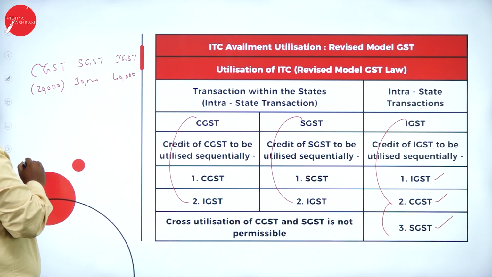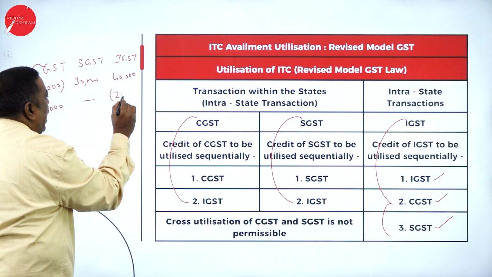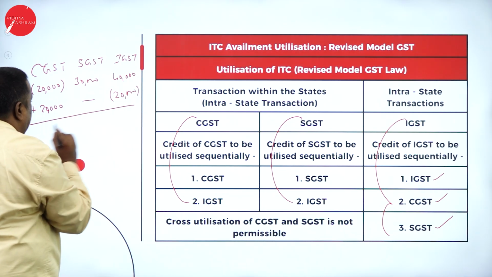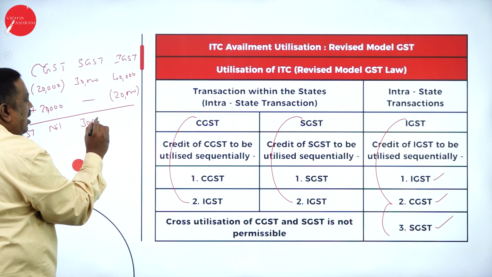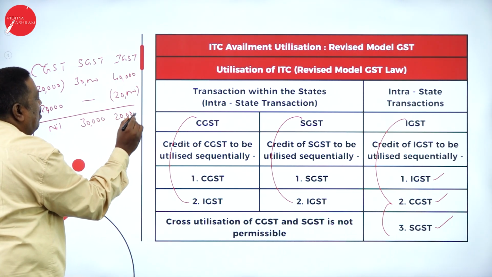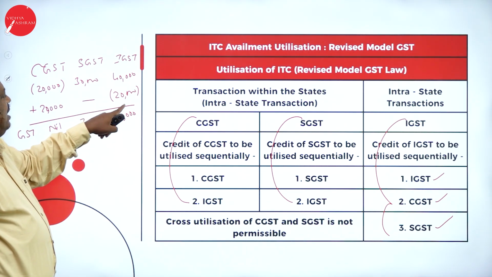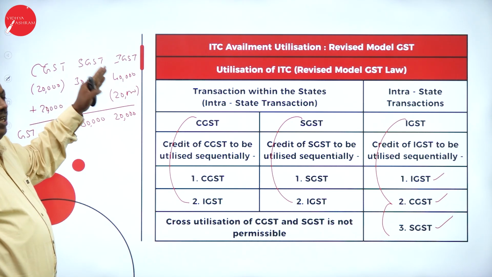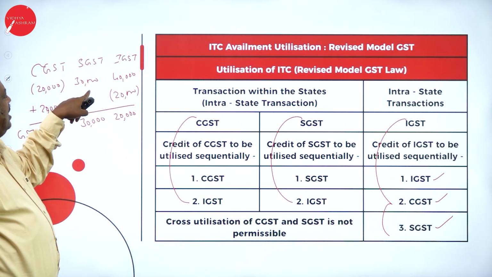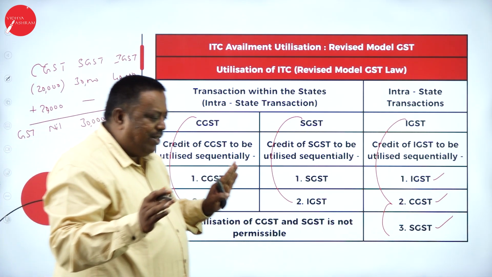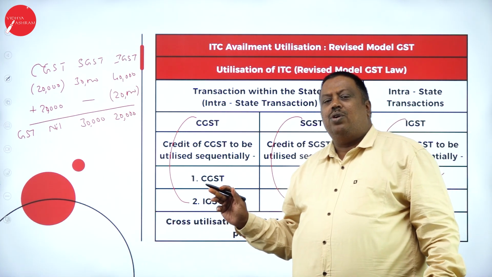The negative balance, whatever we got here, we are going to set off this 20,000 with IGST. So now the GST payable will be nil. Here it will be 30,000 and here it will be 20,000. 20,000 has been adjusted here. This is called utilization of CGST with IGST. The same way, SGST with IGST, or IGST with CGST if anything remains with the SGST. This is the concept we have, utilization of ITC under the dual model with the new concept.